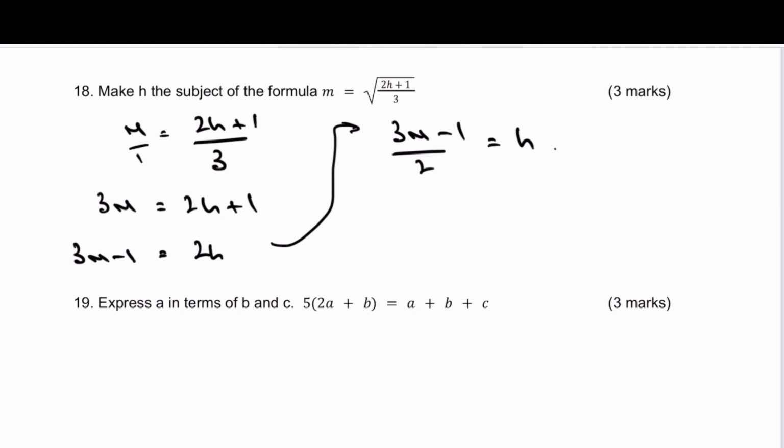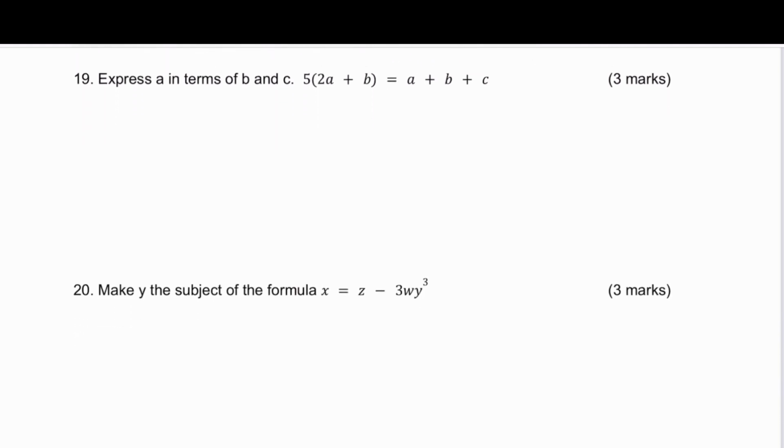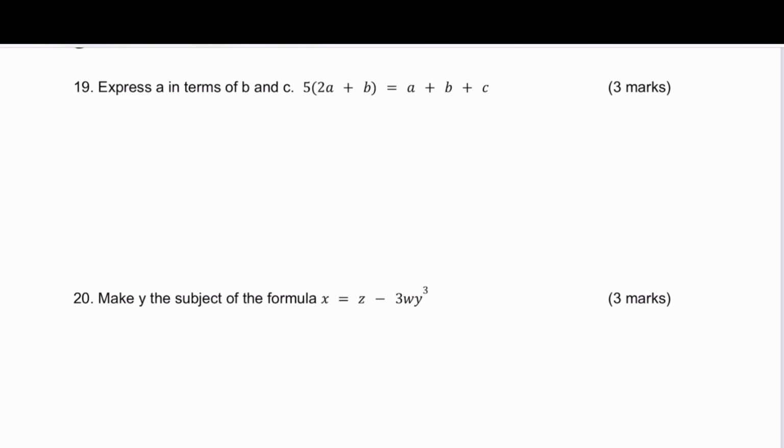Okay, so question number 19, slightly different wording, but actually not too bad as a question. It just says express a in terms of b and c. So it's exactly the same, really. It's making a the subject of this particular formula. So if I expand out, I'm going to get 10a plus 5b equals a plus b plus c.